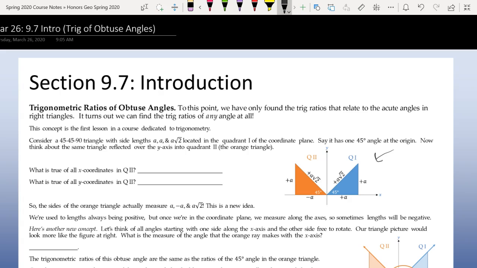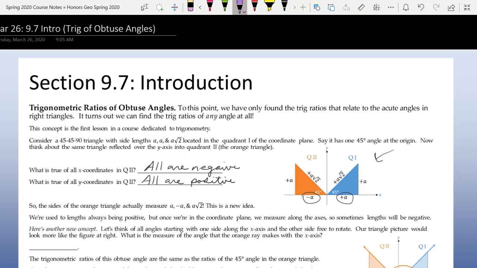Since it's an isosceles right triangle, we know that its side ratios are going to be a, a, and a times the square root of 2, whatever a happens to be. Now let's think about reflecting that triangle to become the orange triangle in the second quadrant. An important thing to note here is that this side that was a units long is now, interestingly, negative a units long. And this all comes from the fact that all x-coordinates in quadrant 2 have negative values. But we should also remember that the y values are all still above the x-axis. And we see this playing out in the orange triangle.